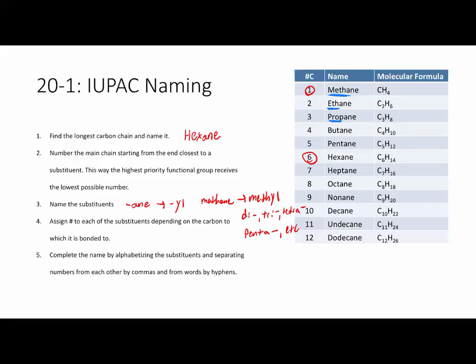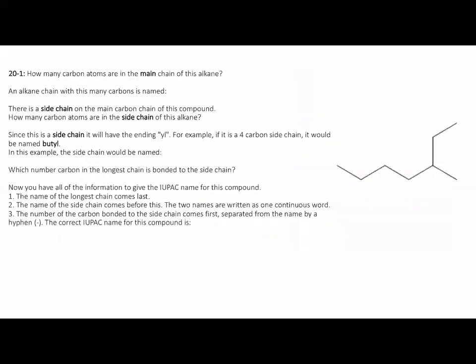The fourth step would be to assign a number to each of the substituents depending on the carbon to which it is bonded. And last, complete the name by alphabetizing the substituents and separating numbers from each other by commas and from words by hyphens. So let's check out the first problem. How many carbons are in the main chain of this alkane?